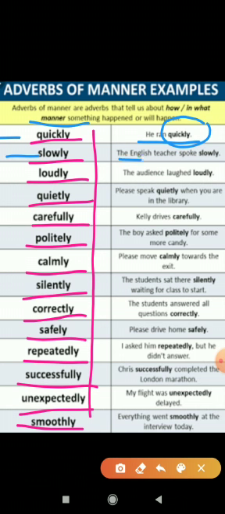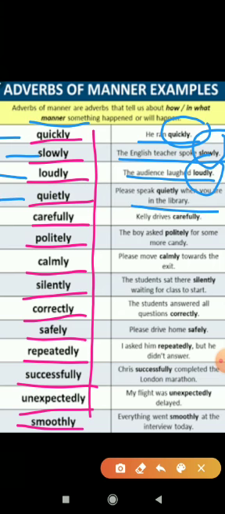Slowly. The English teacher spoke slowly. Slowly tells us about the manner. It tells us how did the teacher speak. The teacher spoke slowly. Loudly. The audience laughed loudly. Loudly tells us something about the way that the audience laughed. They didn't laugh silently, they laughed loudly.